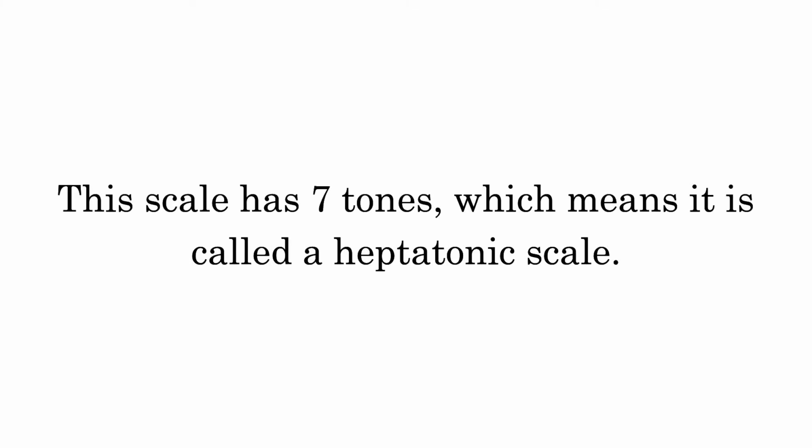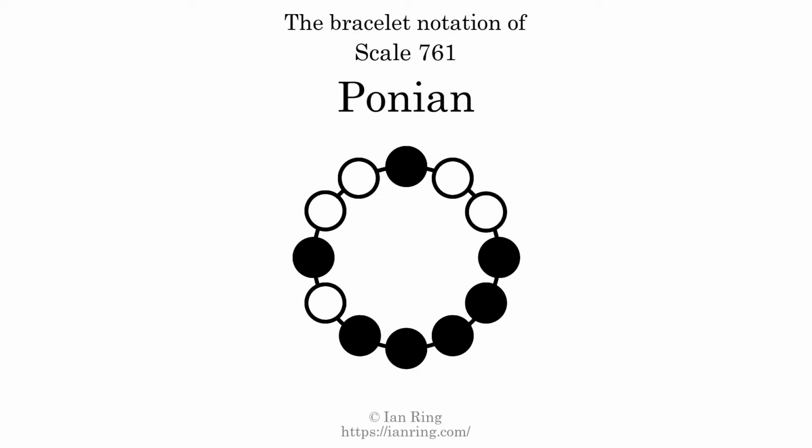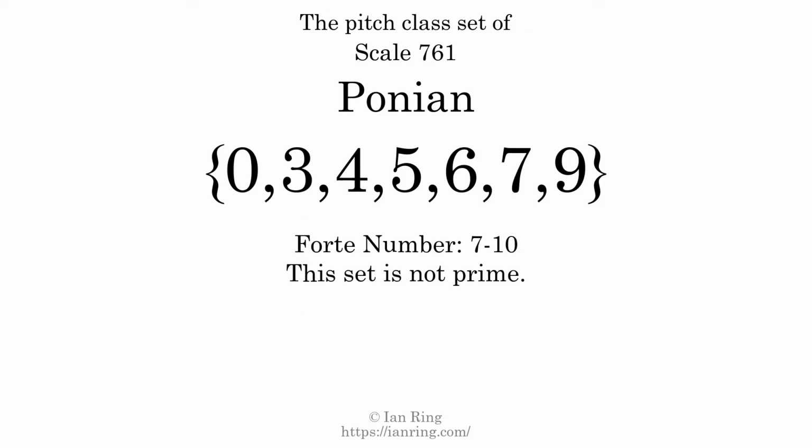This scale has 7 tones, which means it is called a heptatonic scale. This is a bracelet notation diagram of scale 761. The shaded circles represent tones that appear in the scale, and they are read clockwise, starting at the top. The pitch class set for this scale is 0, 3, 4, 5, 6, 7, 9.